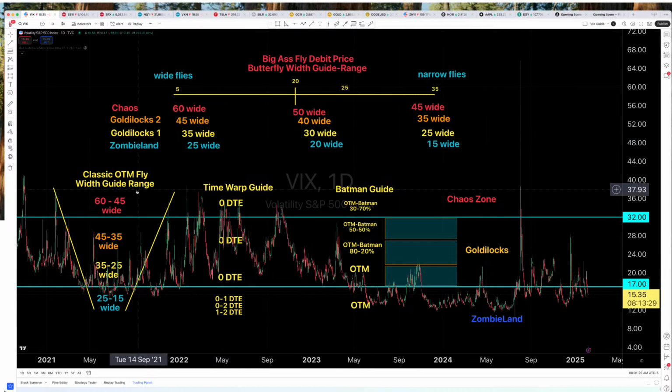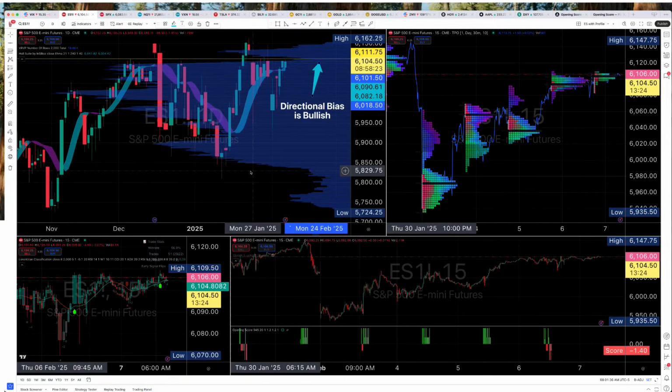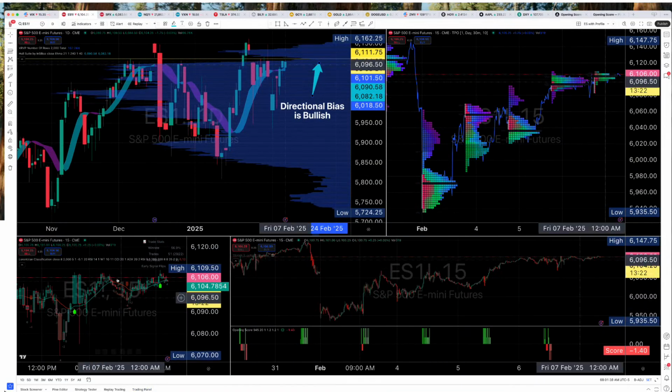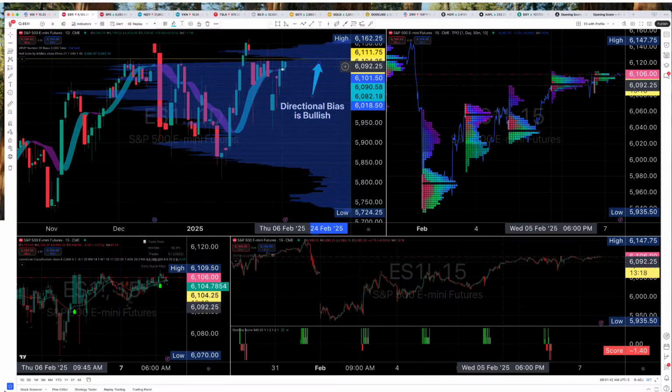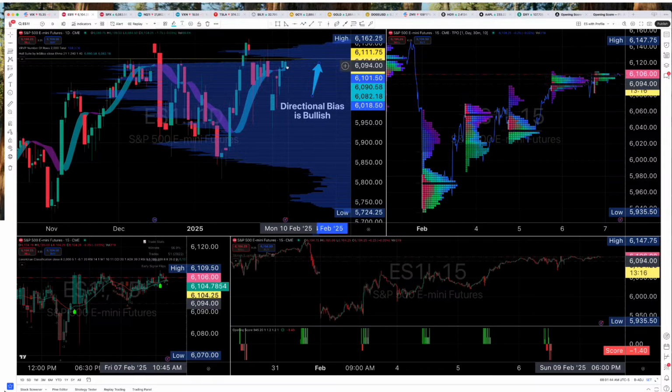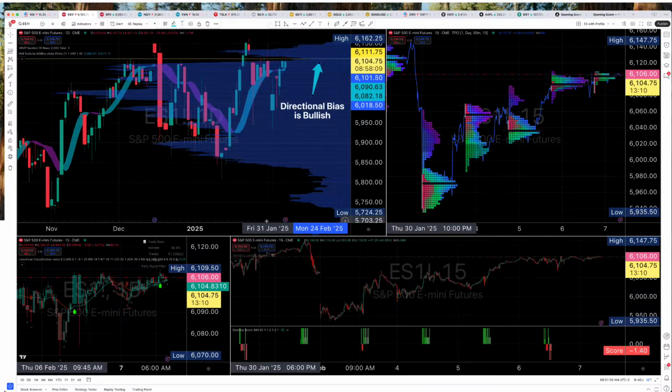All right, so the next step is to take a look at the market direction. And I have a slightly different setup here today, but you'll see in the upper left-hand corner, because we're above the Hull moving average, the market direction or directional bias is bullish. That means that we're choosing a call fly, an out of the money call fly.